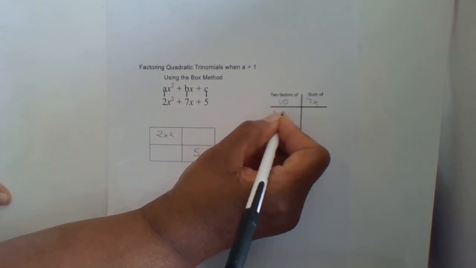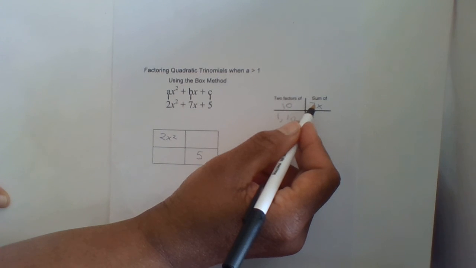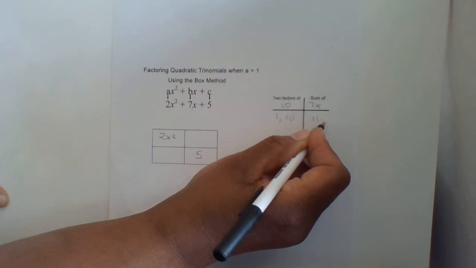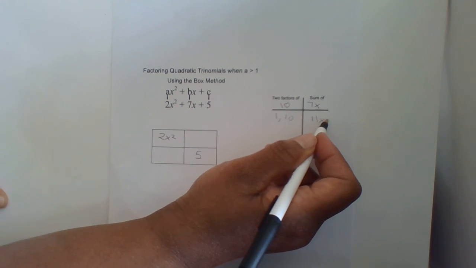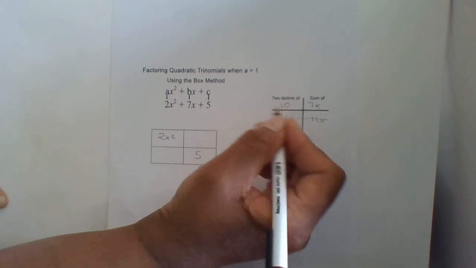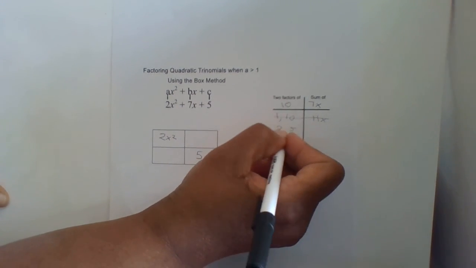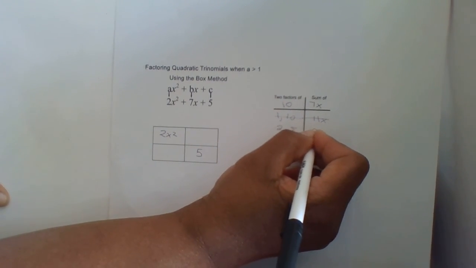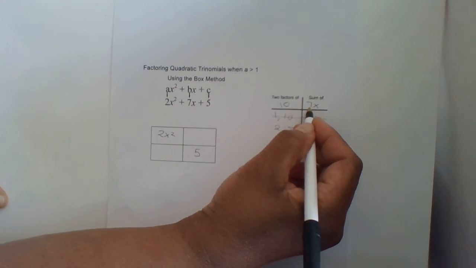1 and 10. Can you ever add 1 and 10 and end up with 7? Well, 1 plus 10 gives us 11. So this would be 11x. But I need 7x as a sum. So those two factors will not be used. The other factors of 10 are 2 and 5. If I multiply 2 times 5, I end up with 10. And when I add 2 plus 5, I end up with 7, which is what I need.